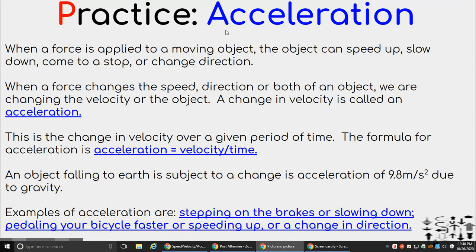Let's practice. Acceleration. When a force is applied to a moving object, the object can speed up, slow down, come to a stop, or change direction. When a force changes the speed, direction, or both of an object, we're changing the velocity of the object. A change in velocity is called acceleration. This is the change in velocity over a given period of time. The formula for acceleration is acceleration equals velocity divided by time.